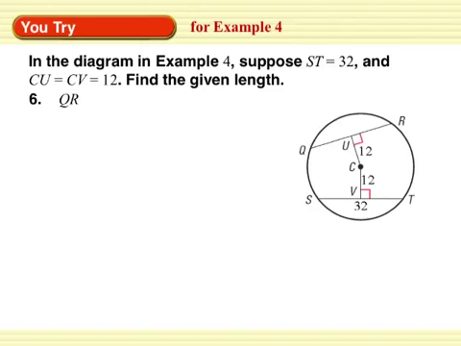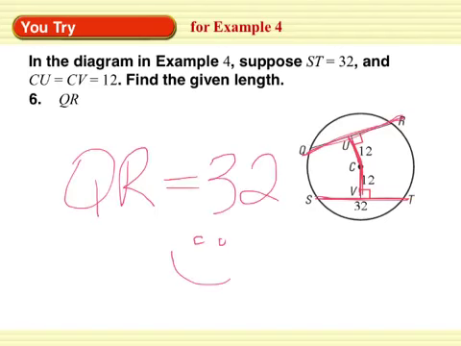You try. In the diagram, in example 4, suppose ST equals 32 and CU equals CV equals 12. Find the given length of QR. Okay, since these are equal, you can assume something about the chords. Push pause. Yeah, that wasn't so difficult, was it? QR equals 32.